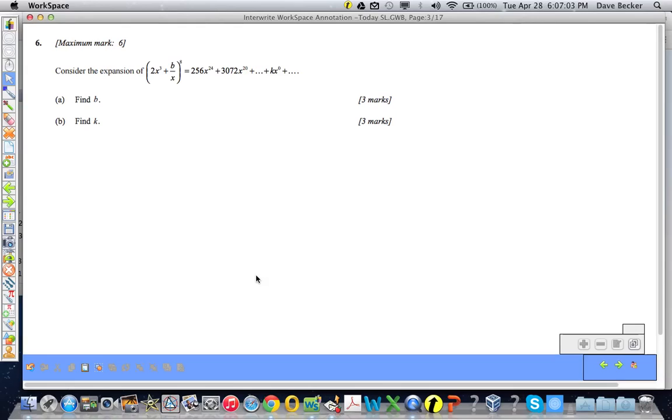We are back and better than ever, and we have a wonderful binomial expansion problem that we are going to solve here. Okay, so consider this expansion. It's to the 8th power, and they give us the first couple of terms, and then they give us another term down the road a bit. And the first thing they do is ask us to find b right here.